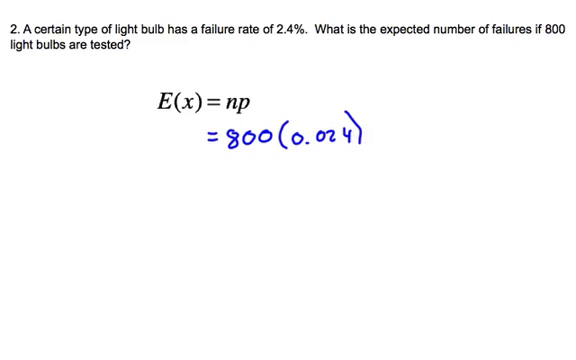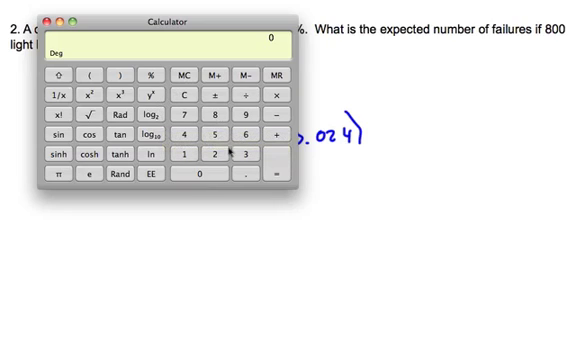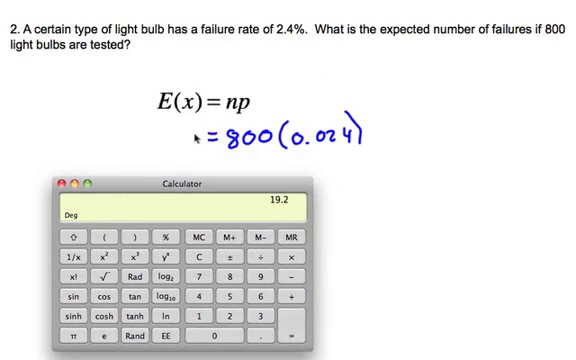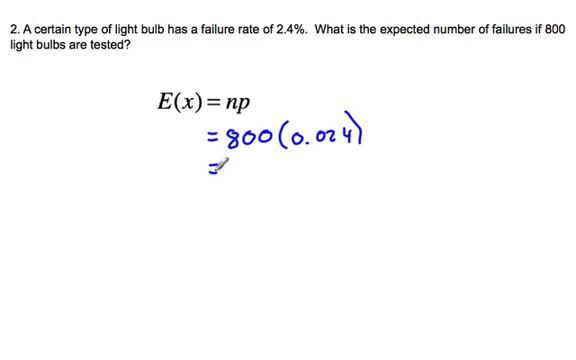And we would expect then 19.2, or approximately 19 light bulbs would fail.